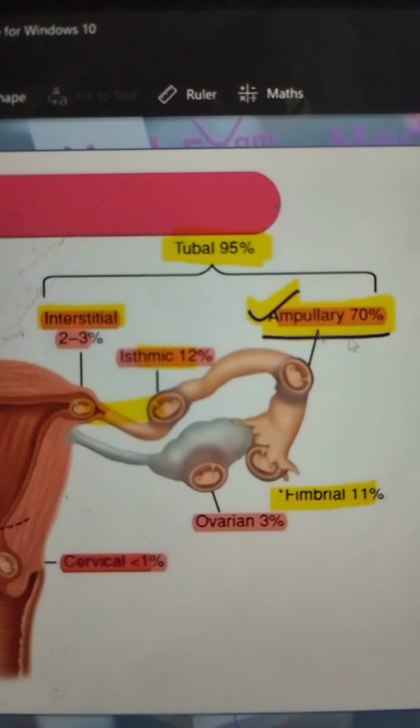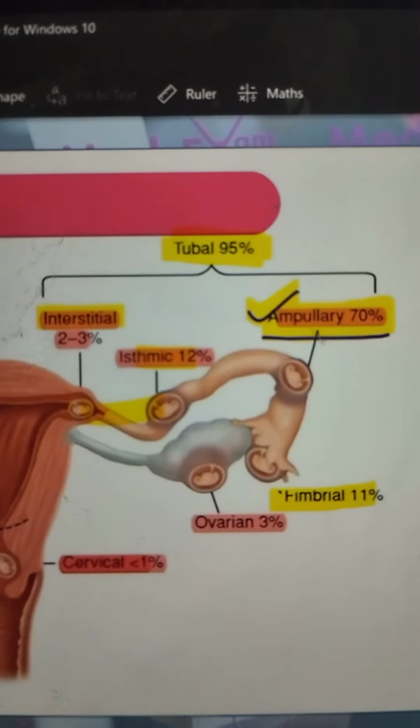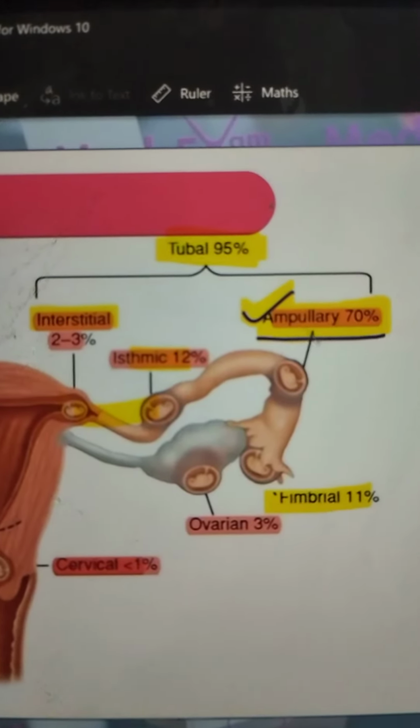So ampullary is the most common site, followed by, which is the least common site? The most common site is the ampulla on the whole. Now, what is the least common site?